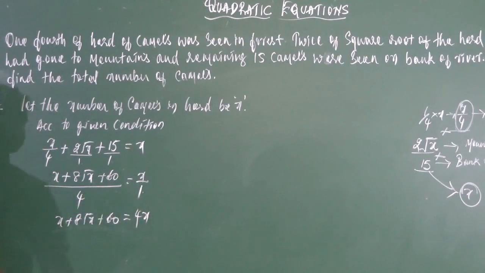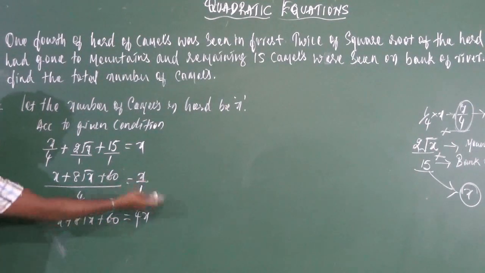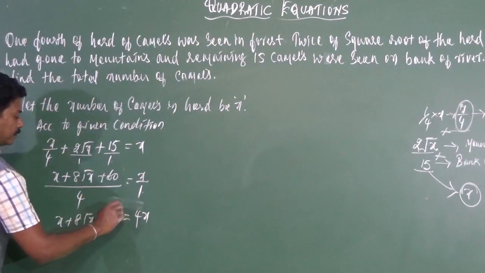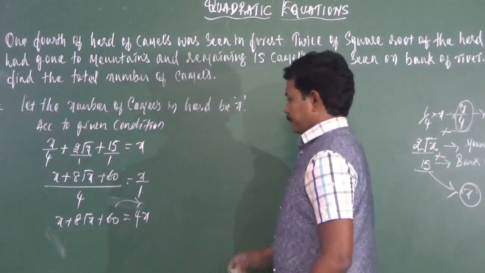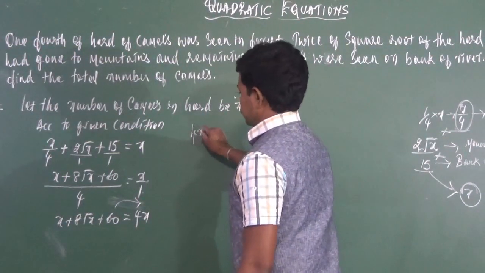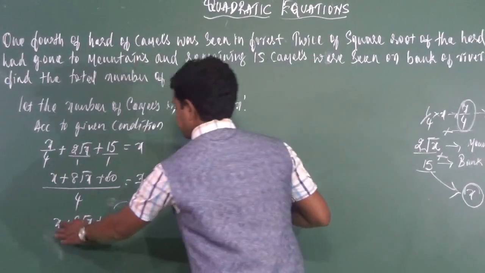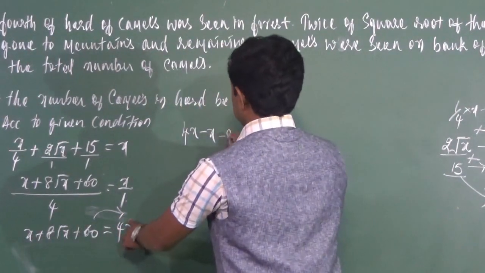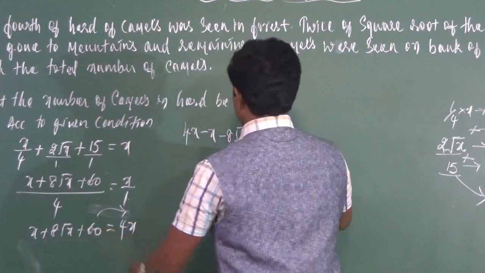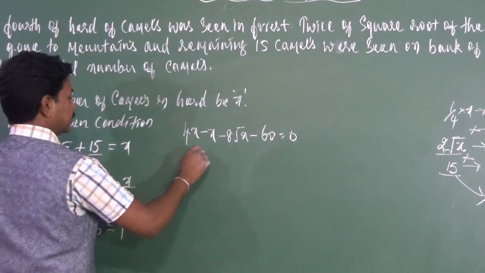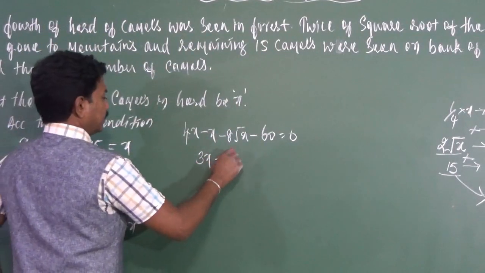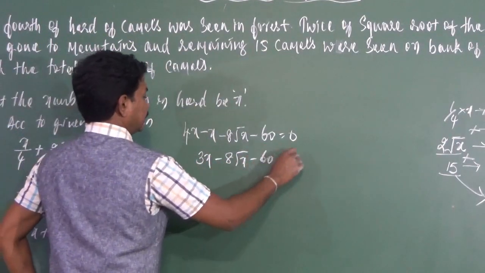Is 4X. We'll transpose all the terms to the RHS, so that we can make it easy. So it is 4X minus X, that is X comes to the RHS, minus 8 root X minus 60 is equal to 0. 4X minus X is 3X minus 8 root X minus 60 is equal to 0.